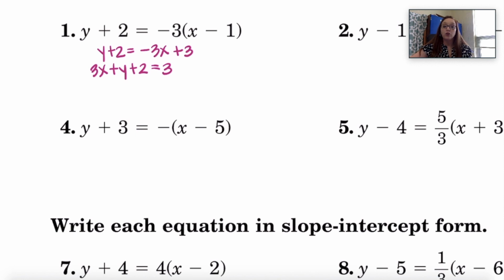And now that 2 needs to be moved to the right side, which can be done by subtracting it on each side. So 3x plus y equals, well, 3 minus 2 is 1. And that is in standard form.